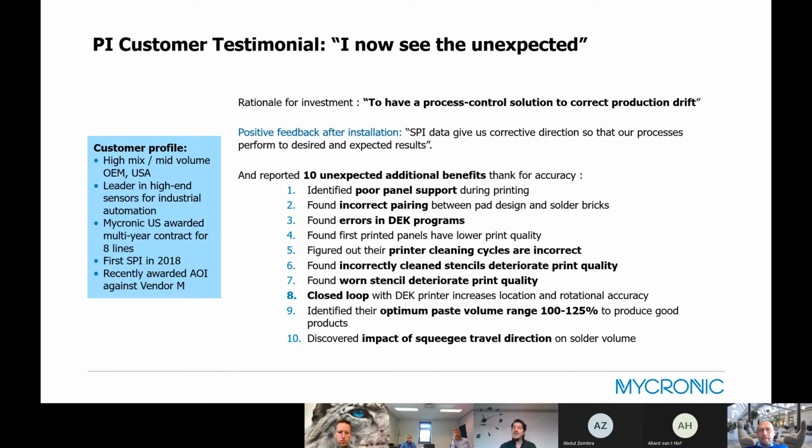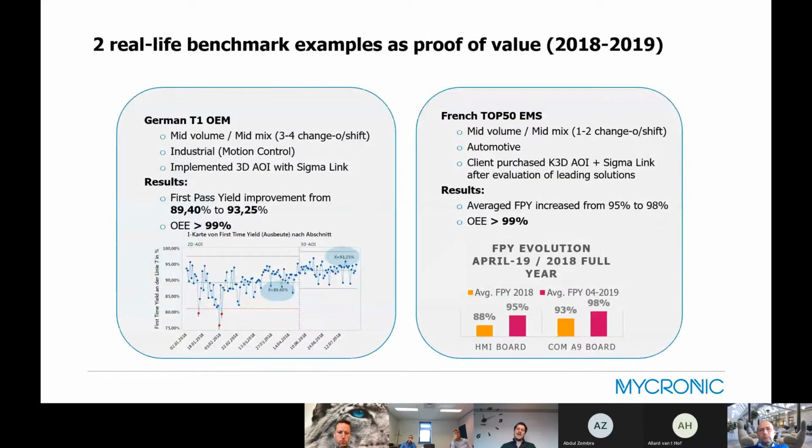We want to have clear numbers. So saying, yeah, we can help you, you will find errors in your printing process, is okay. Nearly everybody knows that, because otherwise, why should you even think about buying an inspection machine? But to get numbers, we have to go a little bit more into detail, let's say. So this is why I took two real life examples.